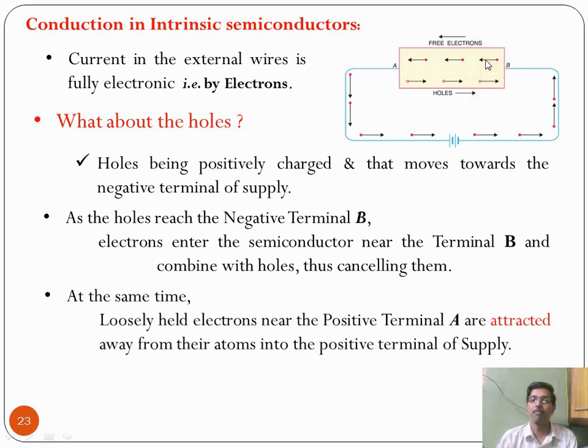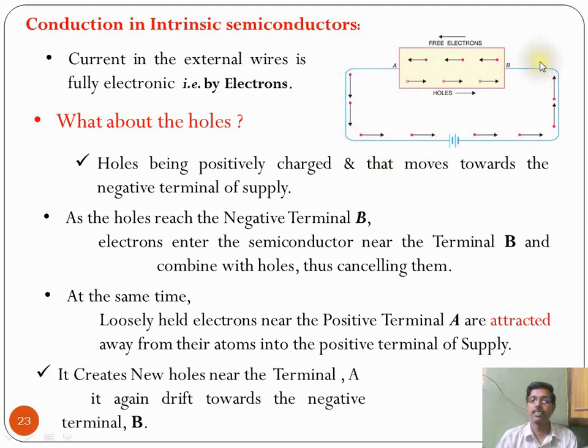At the same time, some of the loosely held electrons present near terminal A are attracted away from their atoms, and these electrons move towards the positive terminal of the battery. That creates new holes near the terminal. If these loosely held electrons which are near terminal A move towards the positive terminal, then automatically there will be holes, that is, empty spaces.